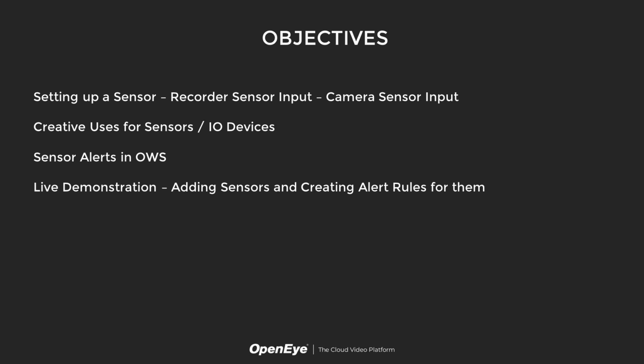Let's review the objectives for today's overview. We will start by discussing how to set up a sensor device in OWS after connecting it to the Apex recorder or properly equipped camera. Next, we will review the numerous uses and applications provided by sensor-type devices. After discussing use cases, we will demonstrate how to set up sensor alerts in OWS and review the various ways to receive and review these alerts. And finally, we will provide a live demonstration adding sensors and creating alert rules for them.